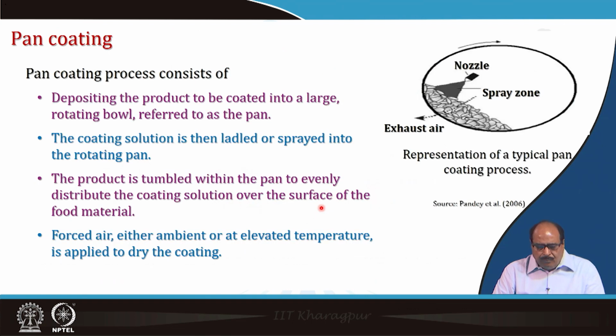It is more popular in the food industry. Then pan coating. Its process consists of depositing the product to be coated into a large rotating bowl, which is referred to as the pan. Here the coating solution is ladled or sprayed onto the coating pan with the help of a nozzle, and the product is tumbled within the pan to distribute the coating solution over the surface of the food material. Forced air, either ambient or at elevated temperature, is applied to dry the coatings.